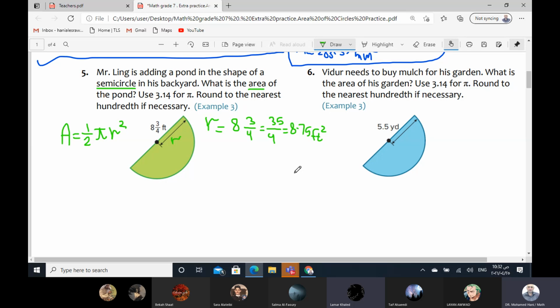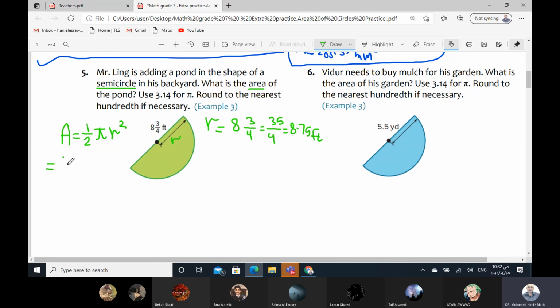Maybe we shouldn't put square. Yes, it should be without squared, because here we have one dimension, just r. Now go back to the formula of the semicircle and substitute.